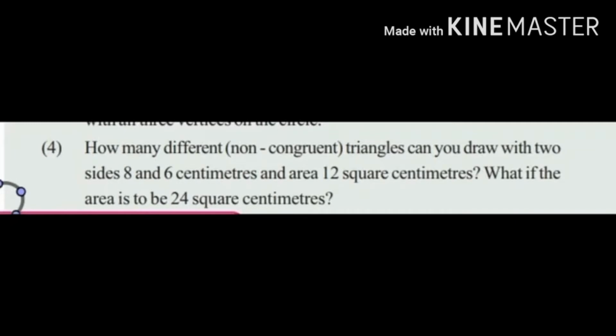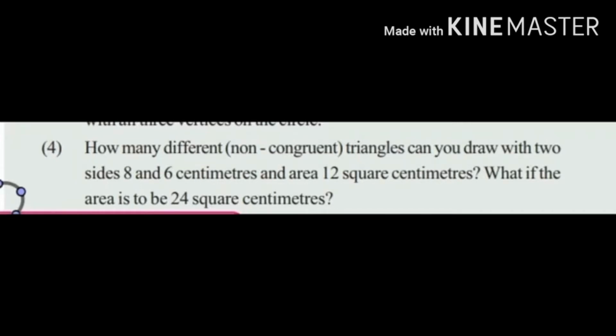Question is, how many different triangles can you draw with the two sides 8 and 6 centimeters and area 12 square centimeters? What if the area is to be 24 square centimeters? Okay, so here how many different triangles? Different triangle means non-congruent. Non-congruent means not equal triangles.